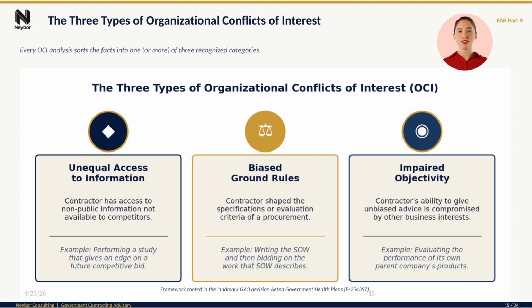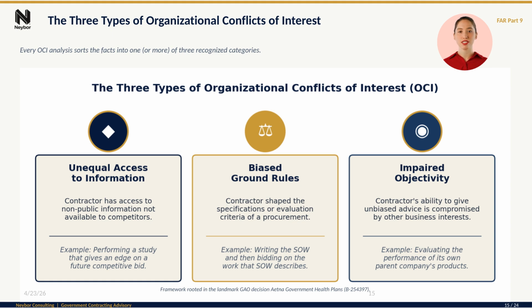This is the framework every OCI analysis uses. 3 categories originally articulated in the GAO's Aetna Government Health Plans decision, now embedded in how FAR Subpart 9.5 is interpreted. The first type is unequal access to information. The contractor has access to non-public government information that wouldn't be available to competitors on a future solicitation. The classic example is performing a market research study for the government and then bidding on the work that study described.